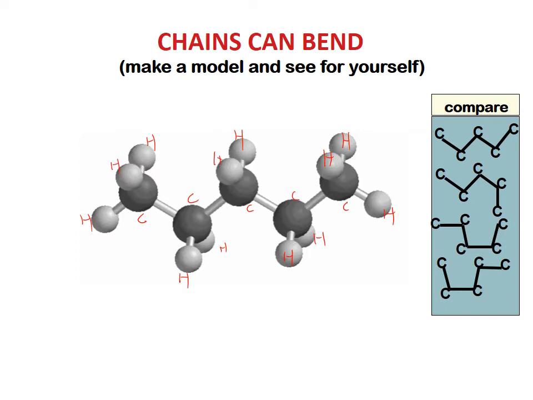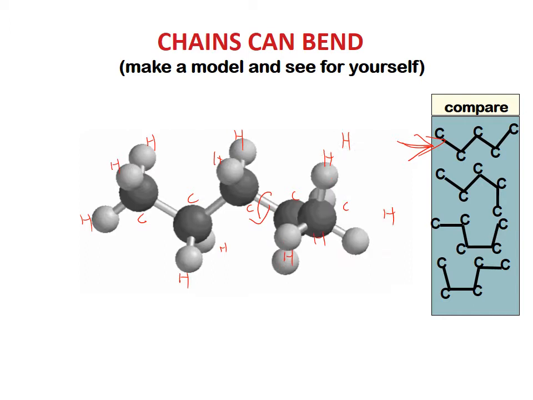Now, if we leave off the hydrogens and only show the carbon-carbon arrangement, we get a skeleton like this. Now remember, the single bonds can rotate. So if the molecule rotates along this bond, let's see how it rotates.